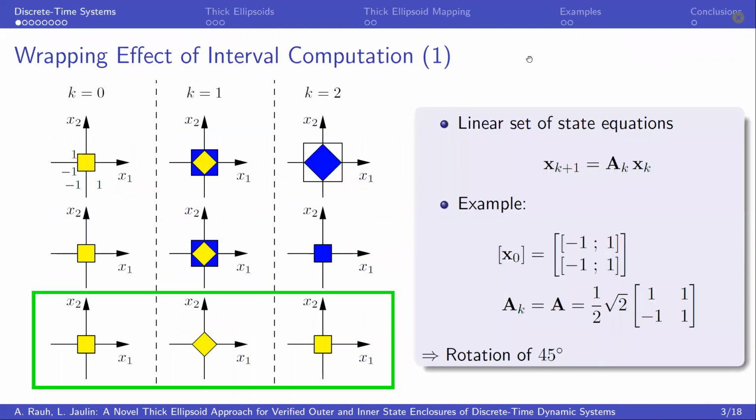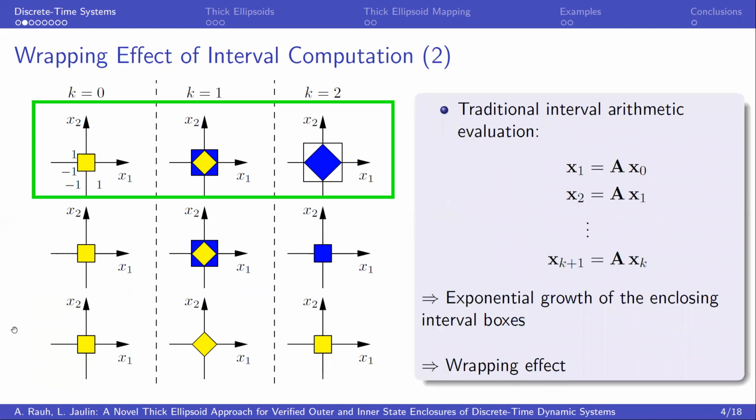Now, starting with a simple linear autonomous system model, x_{k+1} equals A times x_k, where A is a point-valued given system matrix, and x_k at the initial point of time is described by this unit box. Let's assume that A describes nothing else than a counterclockwise rotation in each time step by 45 degrees. The exact solution sets are described here in the last row of this figure.